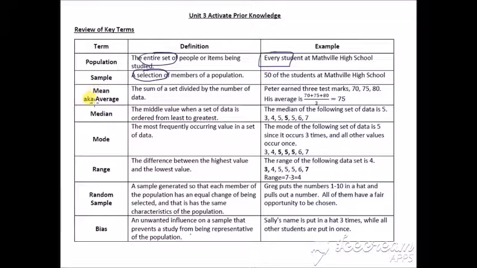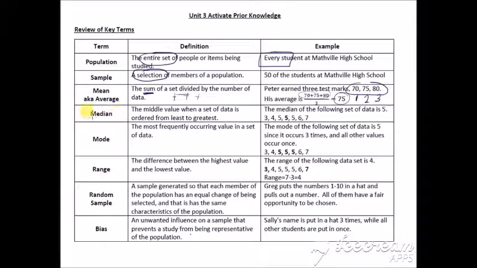Okay, mean is also called average, and this is, you find the sum of all the data, so you add them all up, and then you divide it by the number of data. Okay, so Peter earned 3 test marks. If these are his test marks, you add them all up, divide them by 3, because there's 1, 2, 3 data points, and then this here would be his average. Okay, we do that a lot for school.